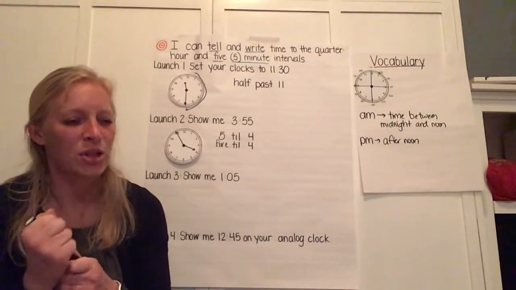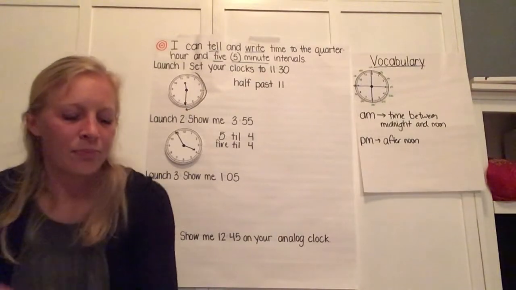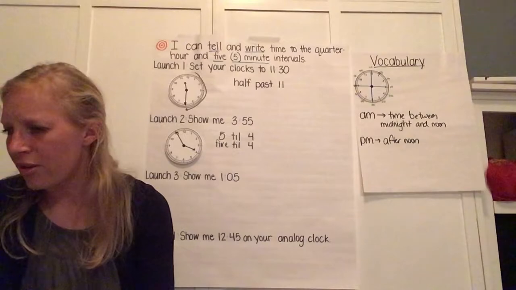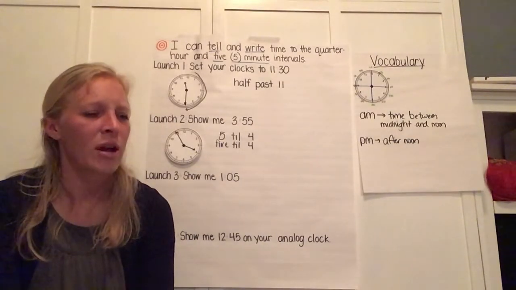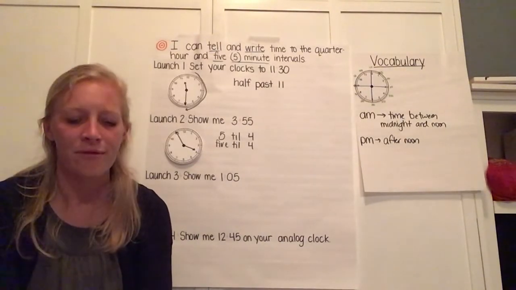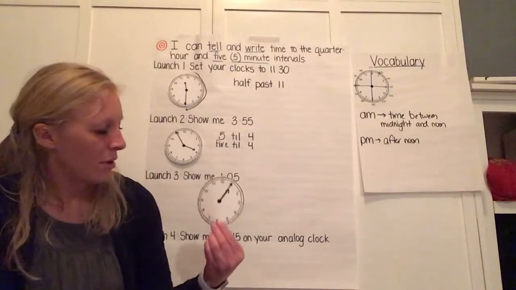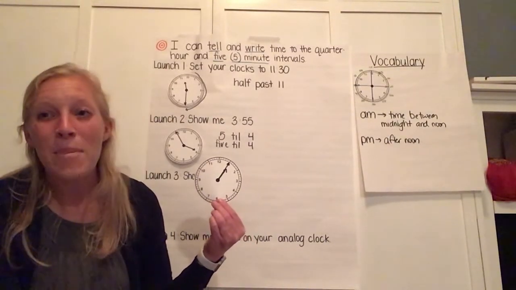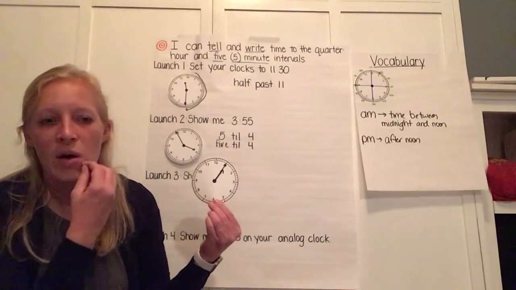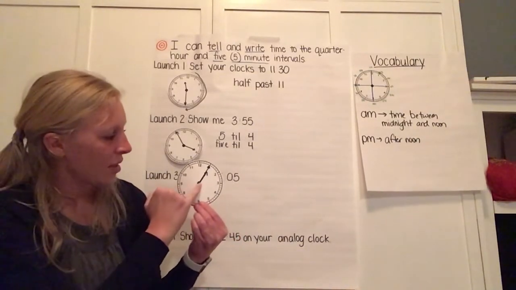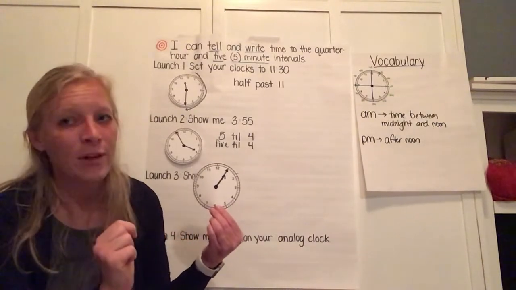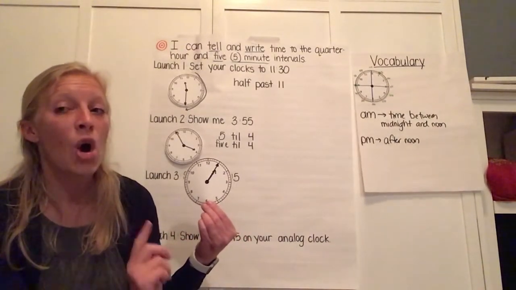What do you notice about those two hands? They're pretty close to each other, aren't they? Hold up and show me your 1:05. Ooh. Where is my minute hand at 1:05? It's pointing to the 1, right? It's not 1:50. It's 1:05.